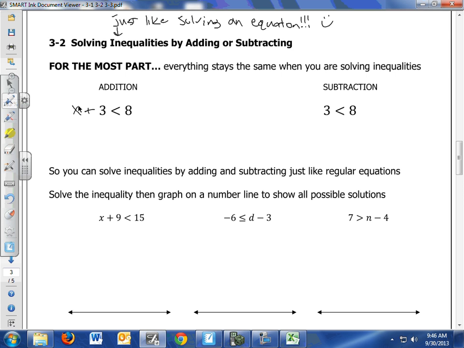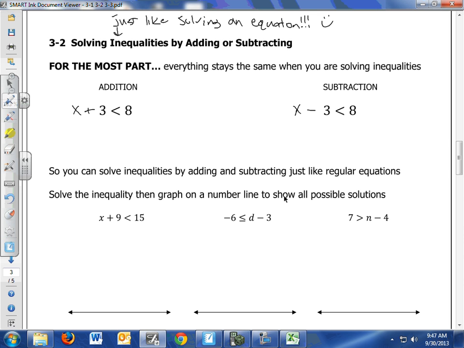First, put an x plus 3 here. And put like an x minus 3. Make that an inequality with a variable. Okay?